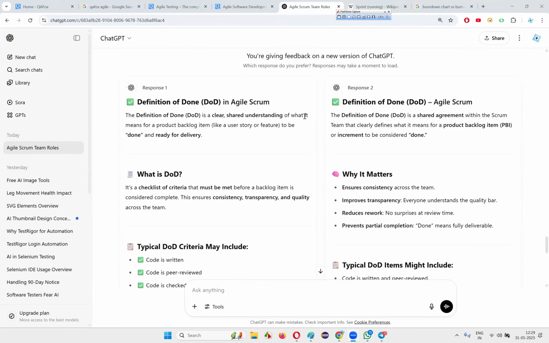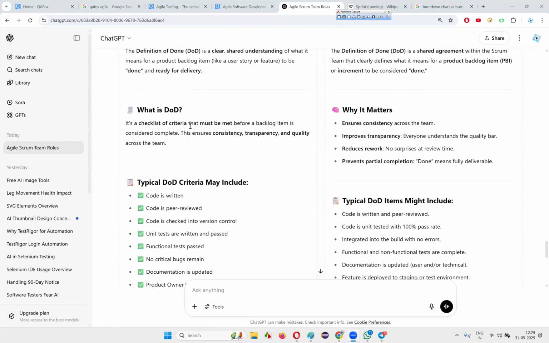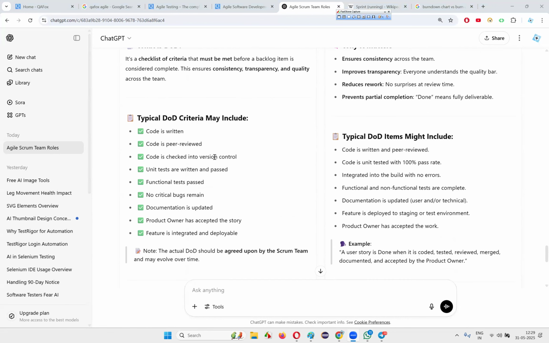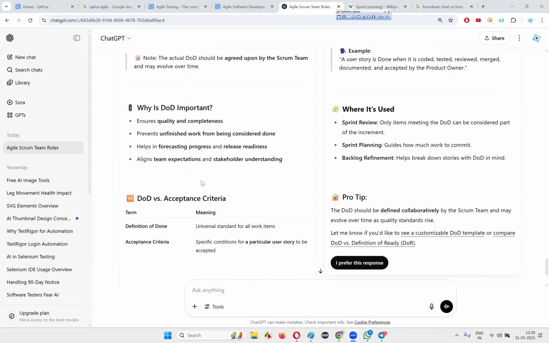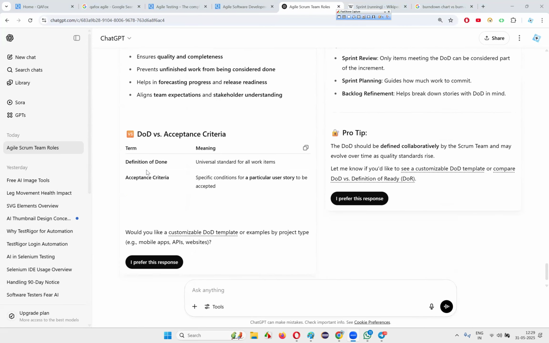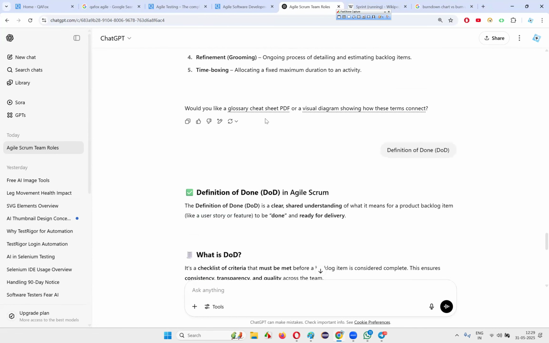Definition of done is a shared understanding of what it means for a product backlog item, like a user story, to be done and ready for delivery. It's a checklist of criteria that must be met before a backlog item is considered complete. It ensures consistent, transparent quality across the team. The product owner has accepted the story, and the feature is integrated and deployed. It should be agreed with the Scrum team and may evolve over time. So this is the definition of done, guys.